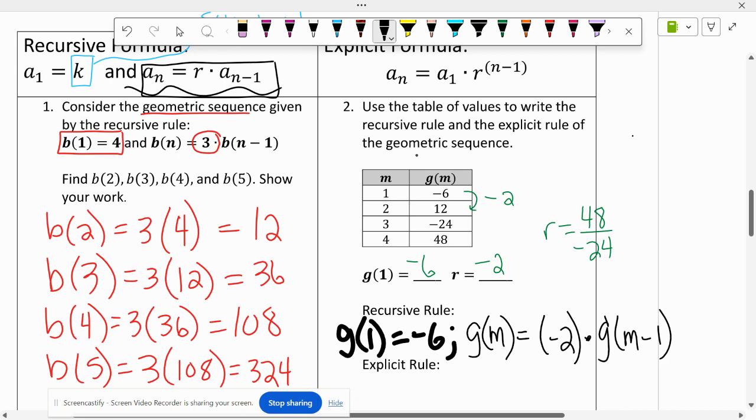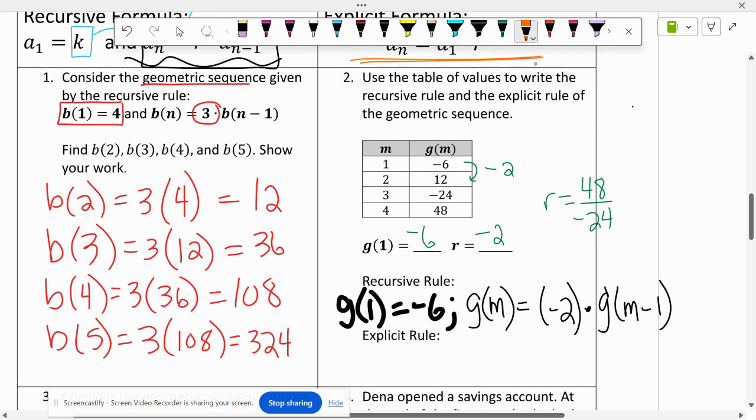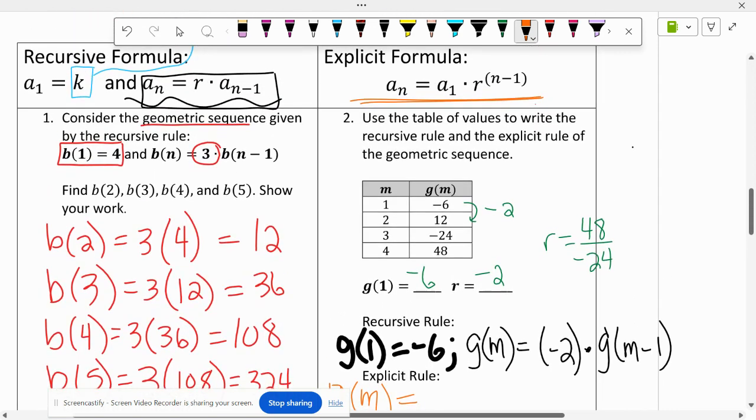Okay. Now I have to write the explicit rule. That's right here. This is my explicit rule. So for my explicit rule, we're not going to use A of N. We're going to use G of M because that's what's in my table. So G of M equals, let's see, I need to know the first term. What is your first term?